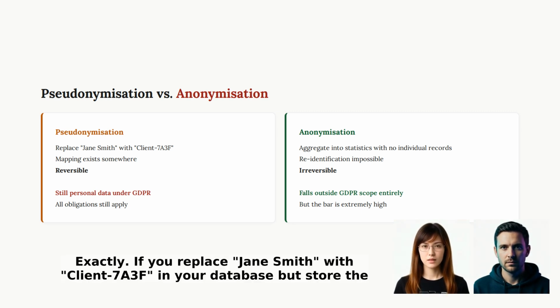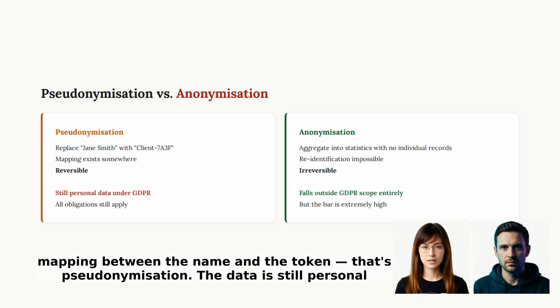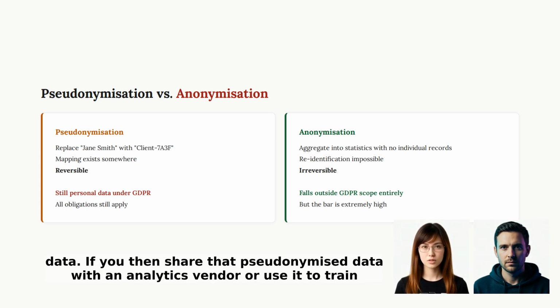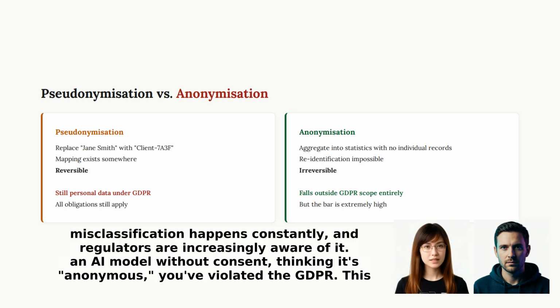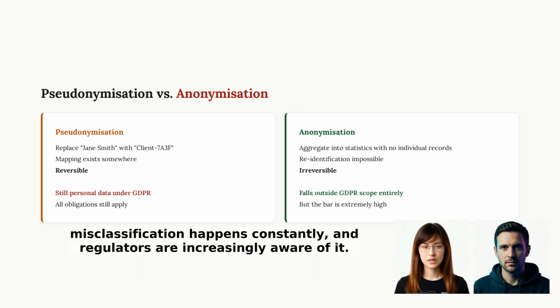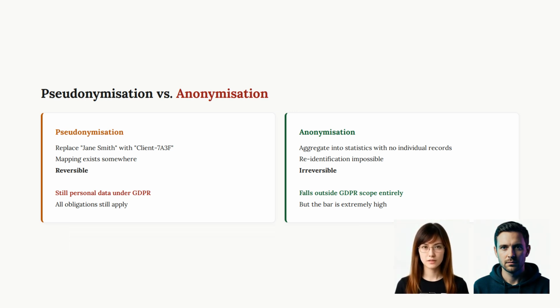Exactly. If you replace Jane Smith with client 7A3F in your database but store the mapping between the name and the token, that's pseudonymization. The data is still personal data. If you then share that pseudonymized data with an analytics vendor or use it to train an AI model without consent, thinking it's anonymous, you violated the GDPR. This misclassification happens constantly, and regulators are increasingly aware of it.